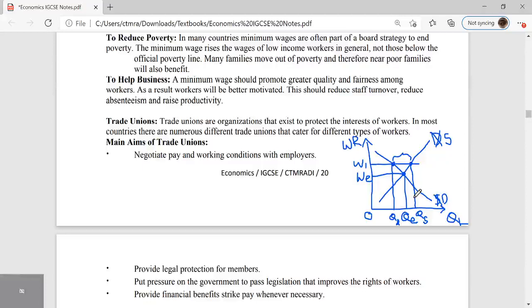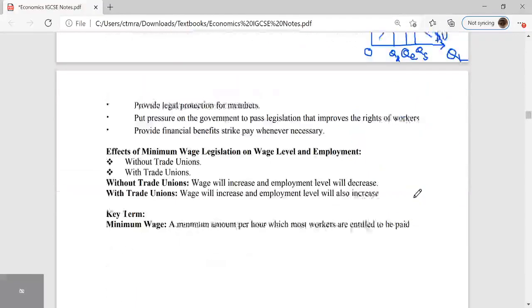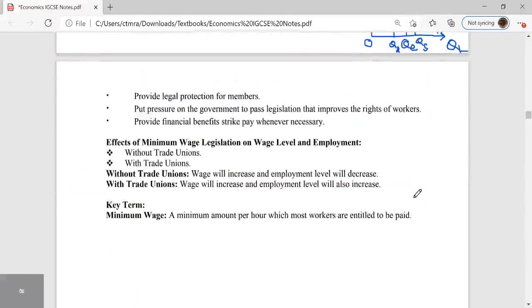The working condition, if the working condition is too bad, like not enough light and a very bad environment maybe, then they can negotiate with the employer to improve it. They can give legal protection to the members of the trade union. Then they put pressure on the government to pass legislation, like minimum wage legislation or something like that. Then they can provide financial benefits like strike pay whenever it's necessary.